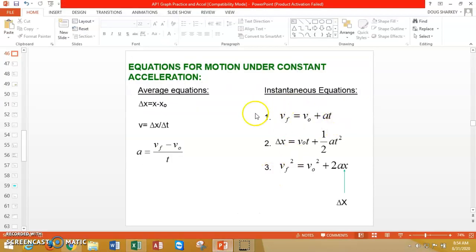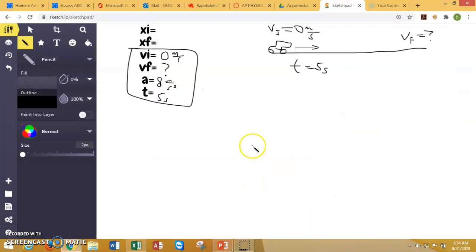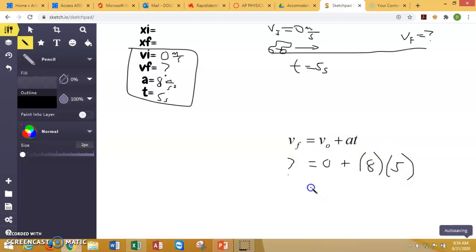Looks like equation number 1 is the best one to use. That's the one I'm going to use, and then I'll write it down. I actually write the equation down, and then I plug things in. Question mark equals 0 plus my A is 8, my time is 5. And I solve it. 0 plus, what's 8 times 5?